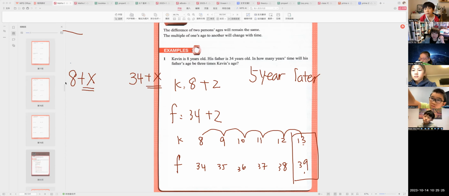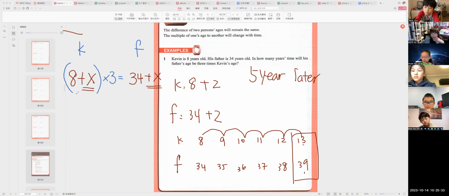So now let's take a look at this one. Kevin's age is 3 times the father's. So we're doing times 3 equals that, right? So X years later, Kevin's age will be 8 plus X. And X years later, father's age will be 34 plus X. So we times 3. So how do we do this one? You have a little error.